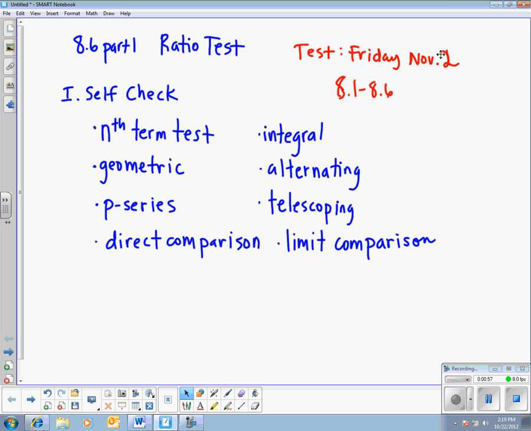Just stop right here and pause the video and see if you can tell what each of these tests means. These are the 8 tests that we've done so far. Some of them are more like a process, like the integral test is more of a process. Some of them are a test where you just look at it and say, but see if you can, in your own words to yourself, describe these 8 things, just as a good self-check. Since we are nearing test time, you don't want to be catching up on all of these at the last minute. So go ahead and pause.